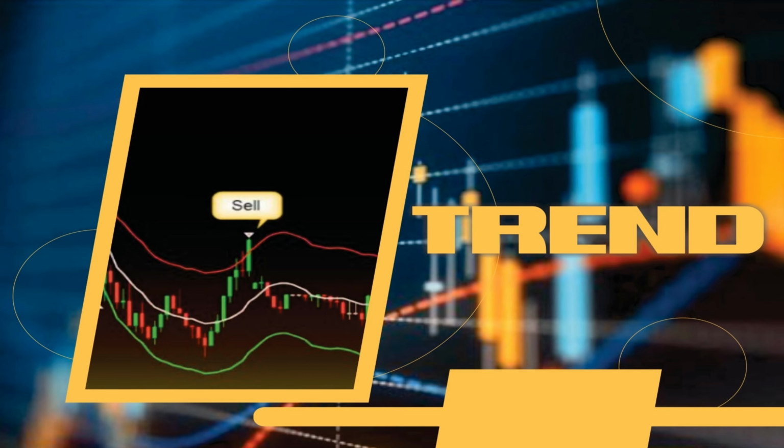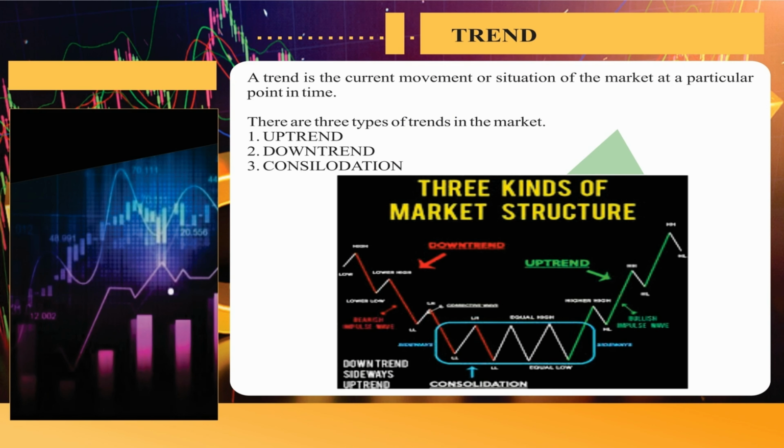So trend talks about the current direction of the market at every point in time. For example, we have three types of trend. We have the uptrend, we have the downtrend, and we have the market being in a consolidation state. Consolidation means the market is in a point of indecision, neither going upward nor going downward. A downtrend talks about the market creating lower lows and going downward, while the uptrend talks about the market creating higher highs and going upward.